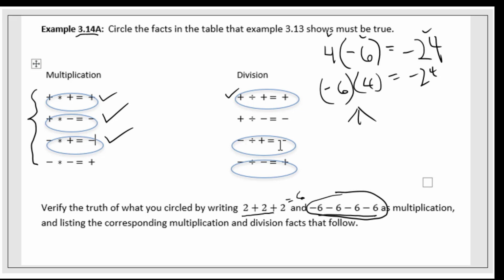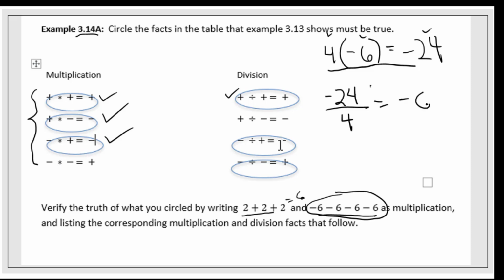So let's erase that and look at the fact families that come from there. This, we know, is true. So the fact is that negative 24 divided by 4 must equal a negative 6. So that verifies the fact that a negative divided by a positive is a negative. So we only have three more things to look at, or actually we only have two more. A positive divided by a negative is a negative, and a negative times a negative is a positive, just from the fact family and from these two examples.